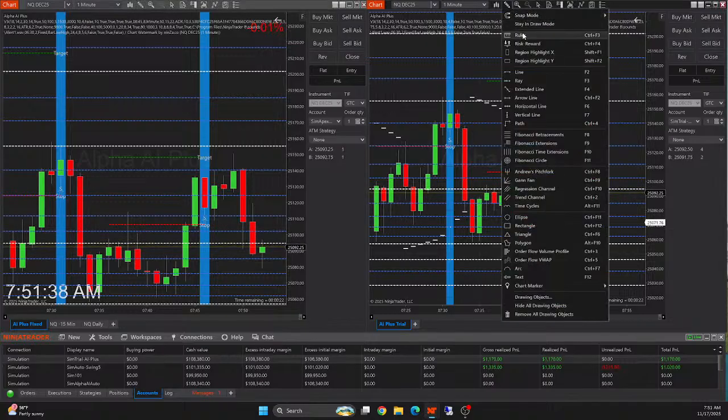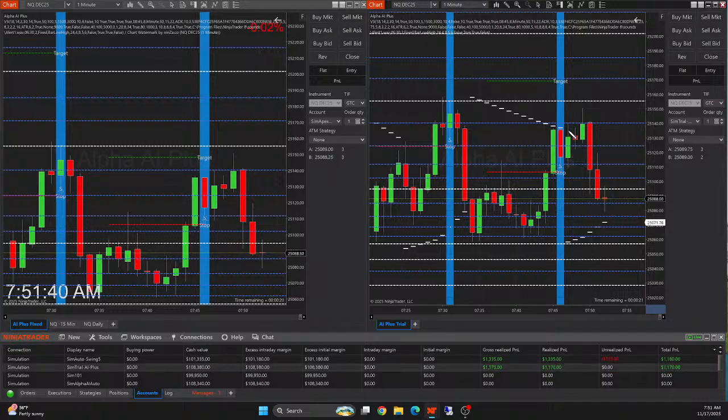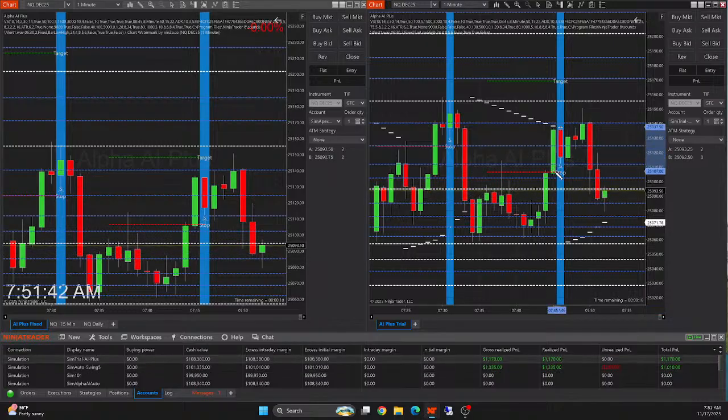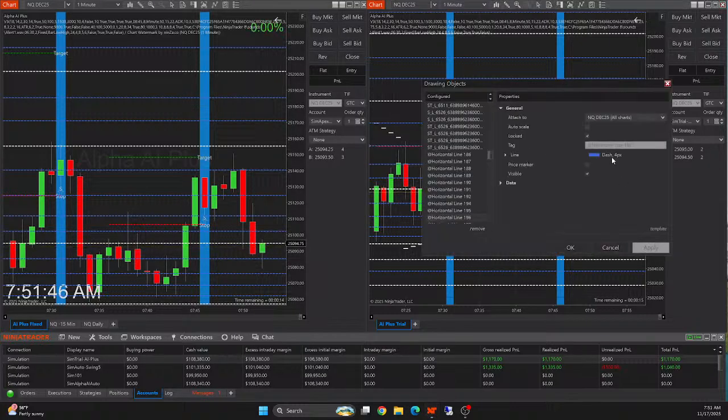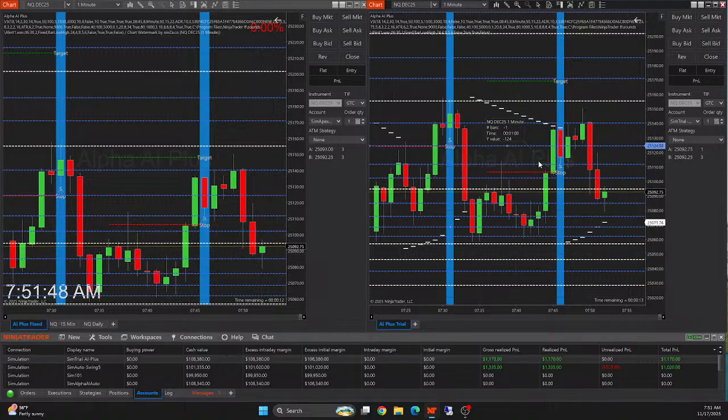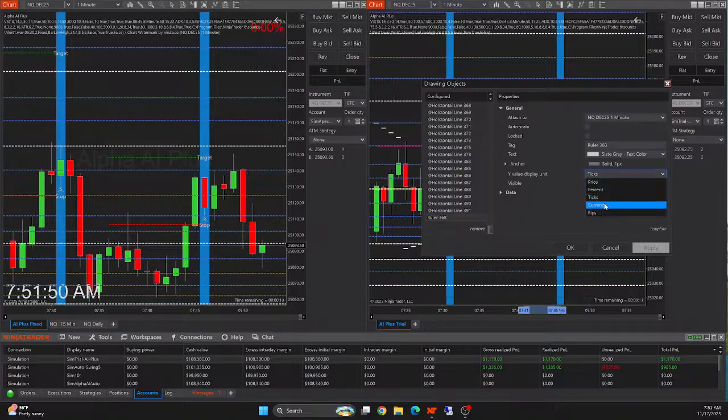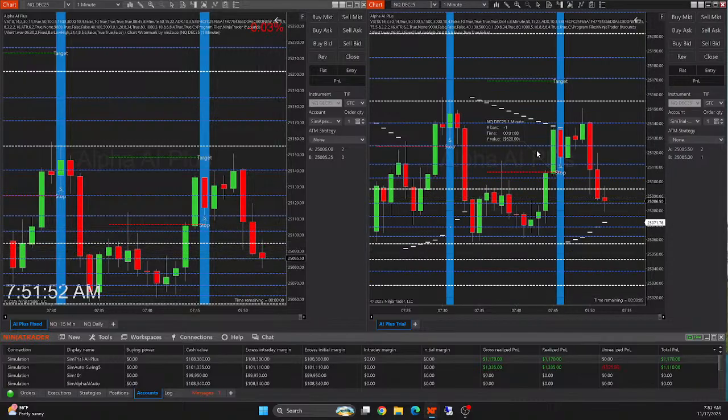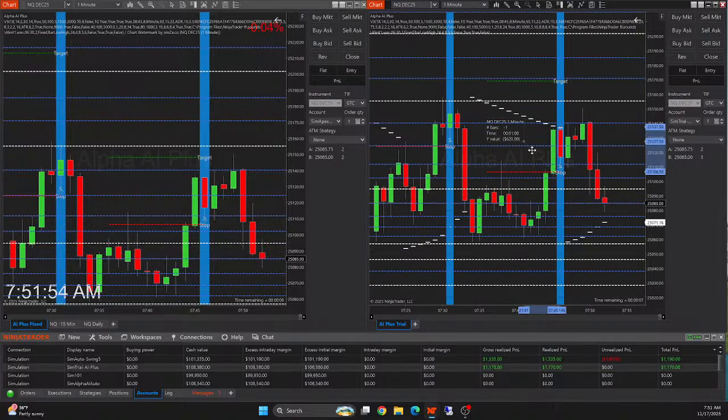So this one, the risk for this one, from the entry to the stop, 124 ticks, which is 600. That's why I take the trade, because it is less than 800.